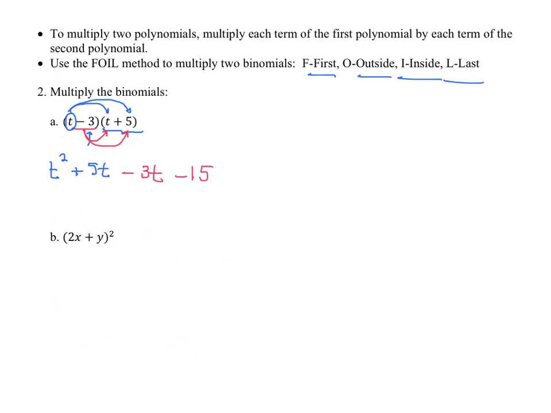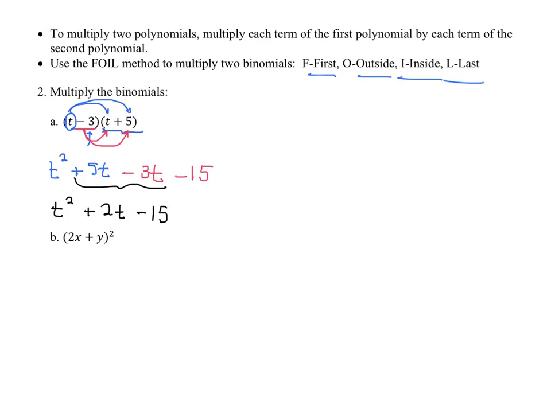And then, of course, the last step is to combine like terms. So we're going to do that. The like terms are right in the middle here. So this is going to be t squared plus 2t minus 15. Notice how meticulous I am about putting the signs in front of each term.